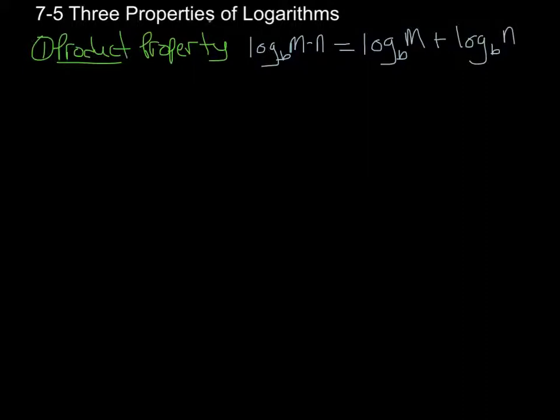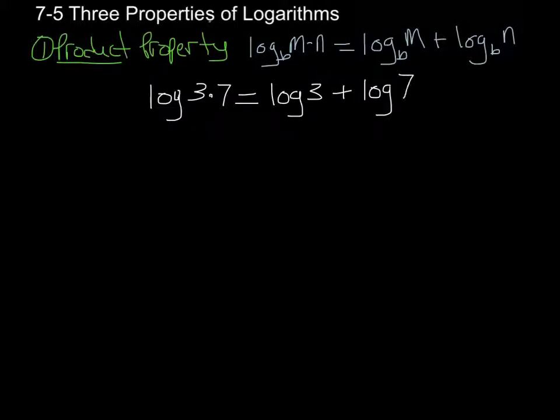Okay, and let me show you what I mean with a specific example. So let's say I had the log of 3 times 7. Notice this is of course log base 10 because I didn't write a base there, it's the common log. That could be expanded to the log of 3 plus the log of 7. So this product expands to the adding of two logs.